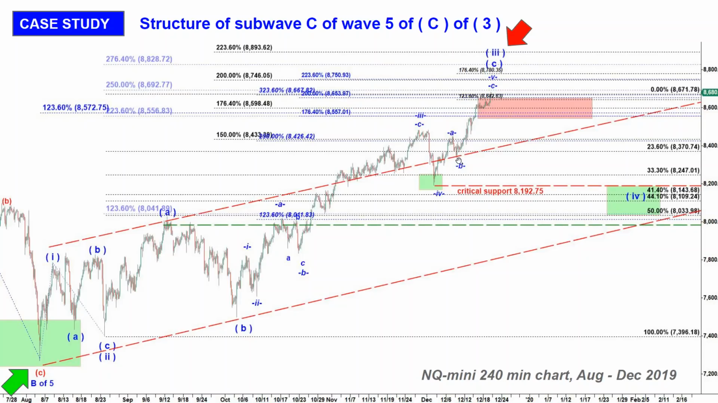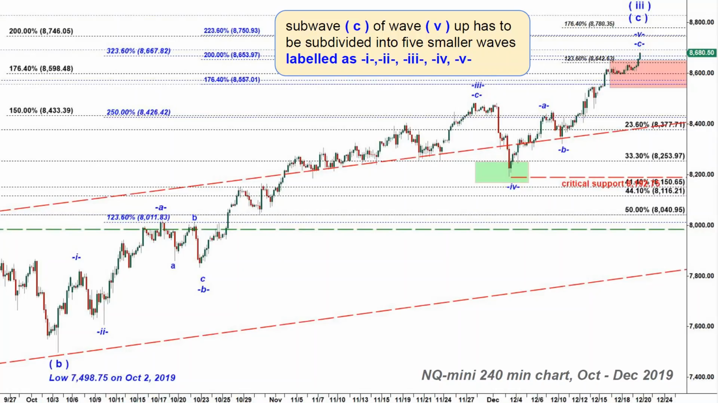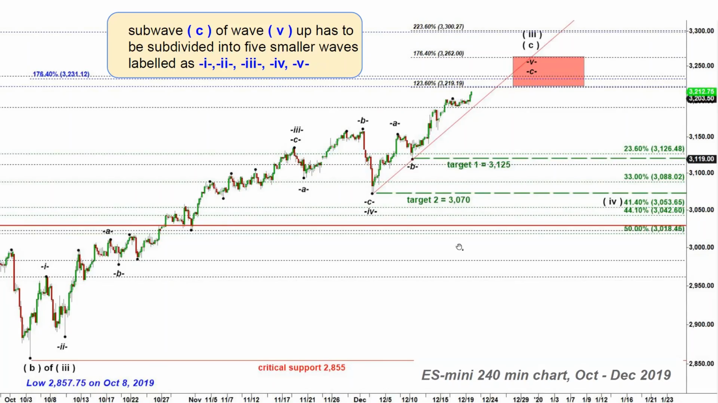So we are going to see the structure of that rally, which started from here, and that would be the very final subwave C of wave 5 of a bigger C of 3. On 4-hour charts of NQ mini and ES mini, we can see that subwave C of 5 is big enough to be called a completed rally, and that ABC in wave 5 up looks very completed on both charts. This is NQ mini and this is ES mini, the very same story, A up, B down, and C up.